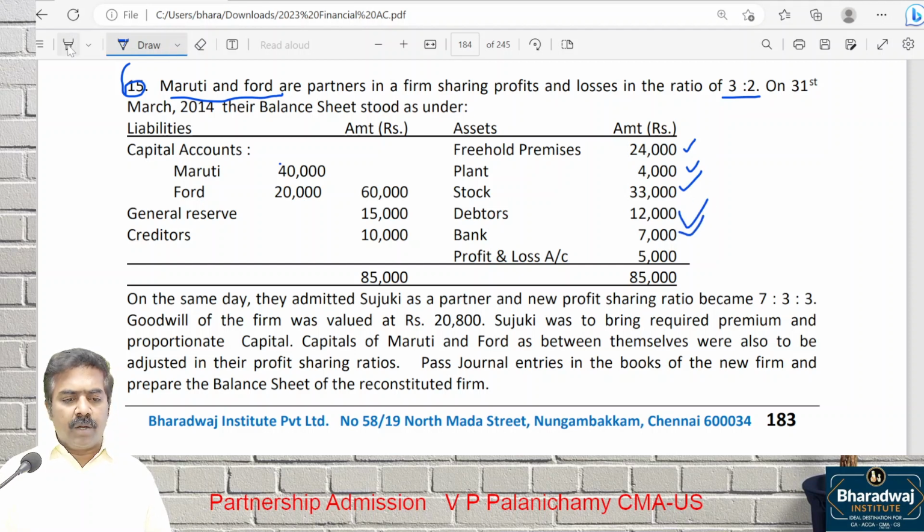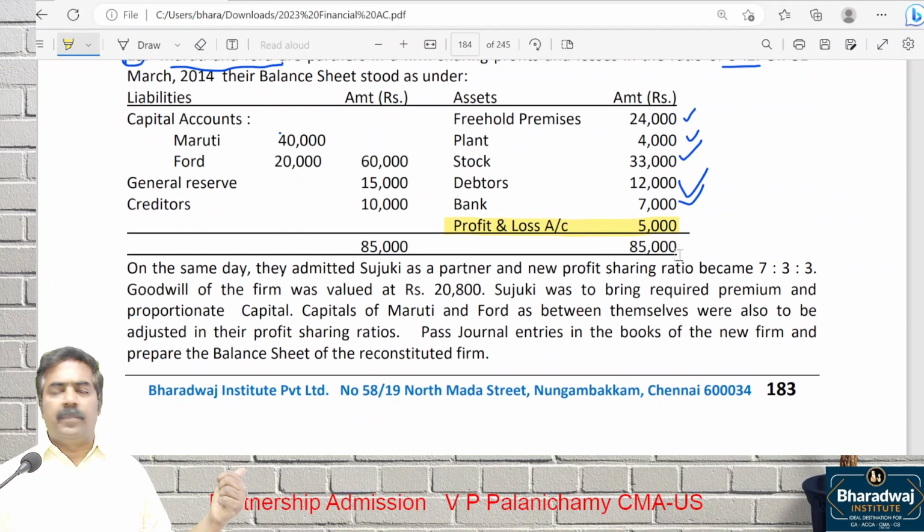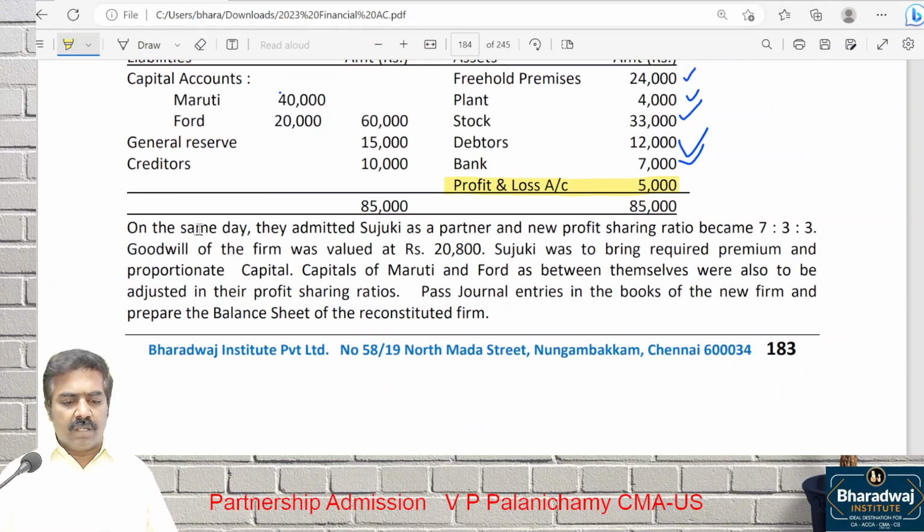Look at the P&L account. It appears on the asset side. Normally, the P&L account will be given on which side? Liability side. If it's given on the asset side, it means loss. It's an accumulated loss. On the same day, they admitted Suzuki as a partner. What is the new profit sharing ratio? 7:3:3. Okay.